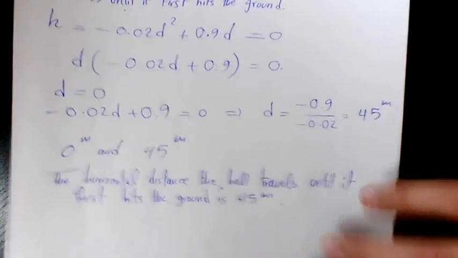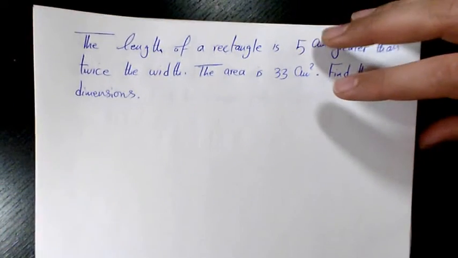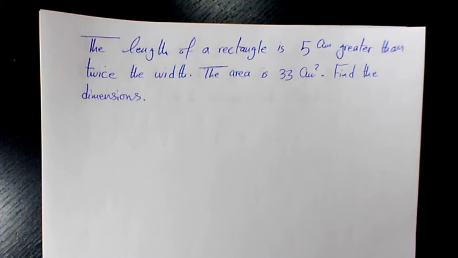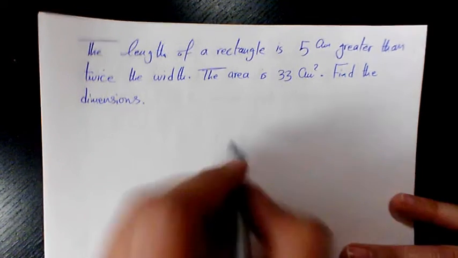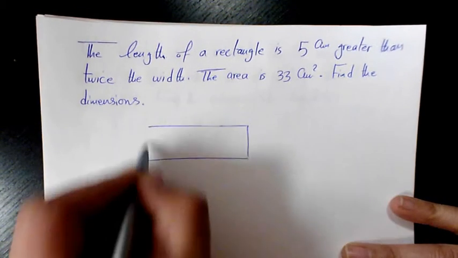Next example. The length of a rectangle is 5 centimeters greater than twice the width. The area is 33 square centimeters. Find the dimensions. Okay, so that's a rectangle.